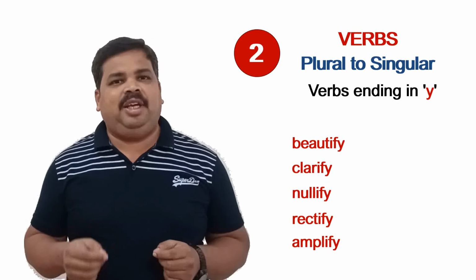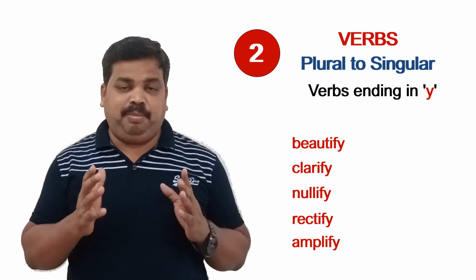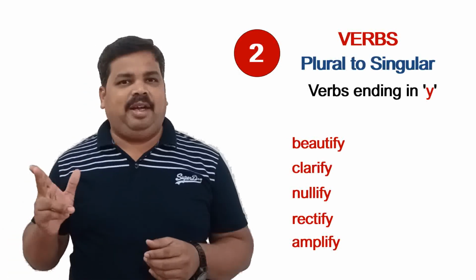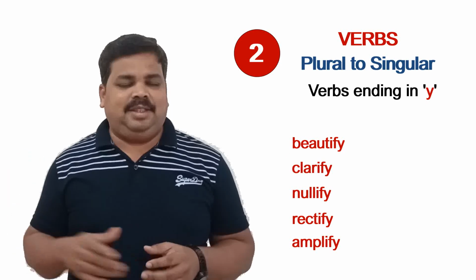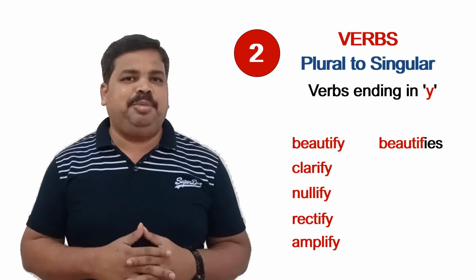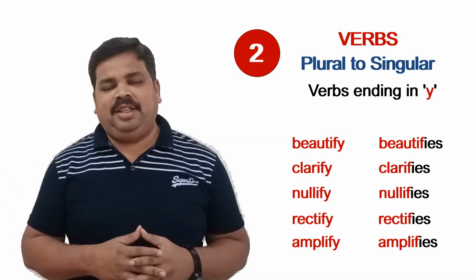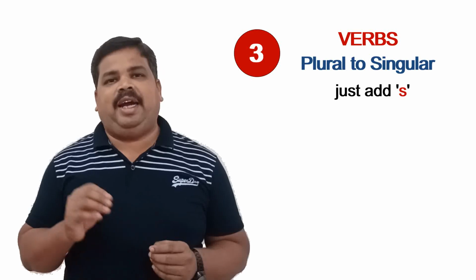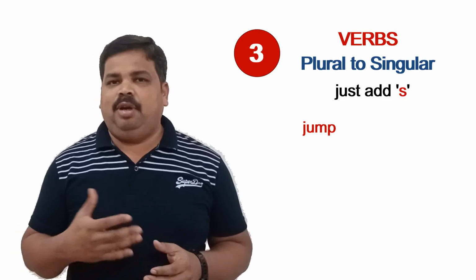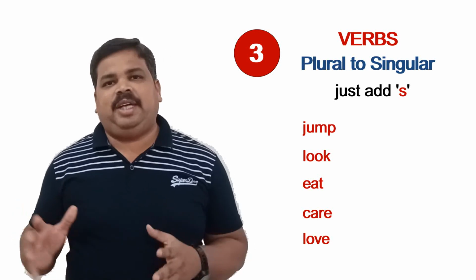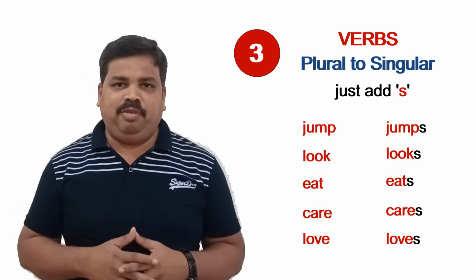So beautify is the plural form of the verb. To convert that into singular format, you just remove the y at the end and add ies, that is beautifies. So that's the way we either add es or we add ies at the end by removing y. In most of the other verbs, we just add s. It may be jump or look or eat or care or love, whatever it is. We just add s to make that into the singular form of the verb.